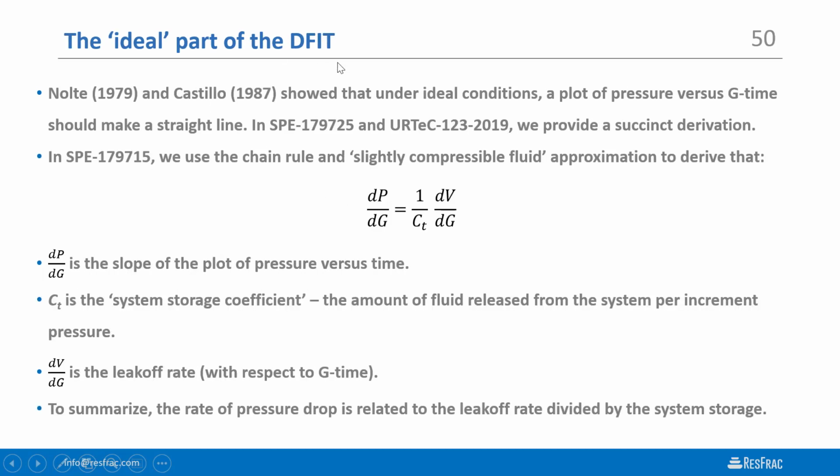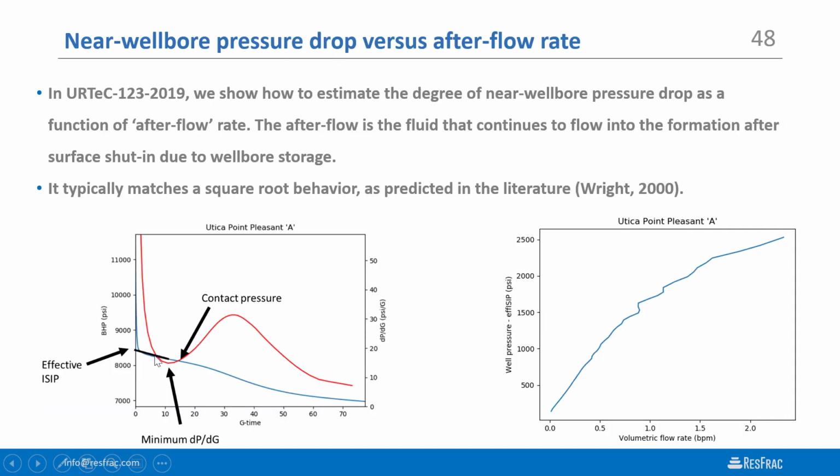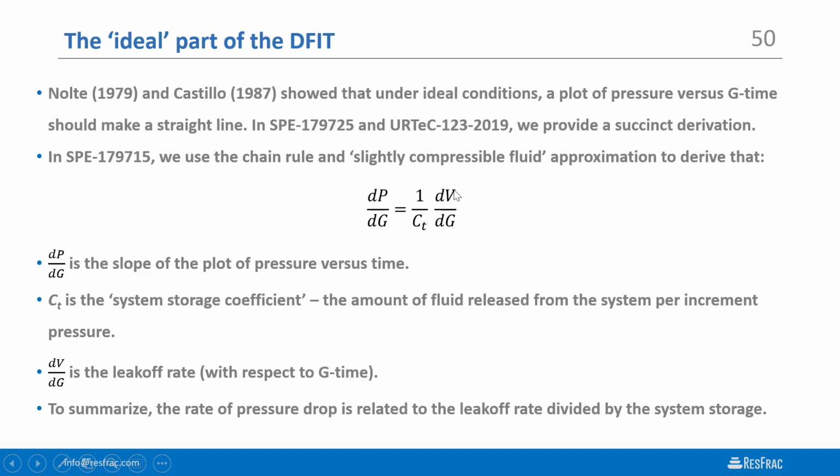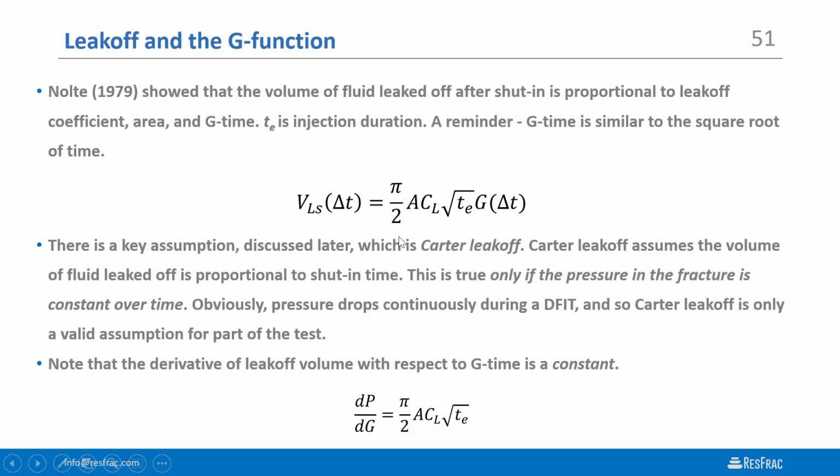This ideal part of the DFIT, when we get a pretty straight line on pressure versus G time. I talked about this chain rule decomposition derivation, showing that the derivative is the leakoff rate with respect to G time divided by the storage coefficient. Here I'm going to make this more explicit. Going back to the Nolte papers, you can find this equation: the volume of fluid leaked off after shut-in is a bunch of stuff times G time. So that's what I meant when I said that the volume of fluid leaked off is linearly proportional to G time. And this is leakoff after shut-in.